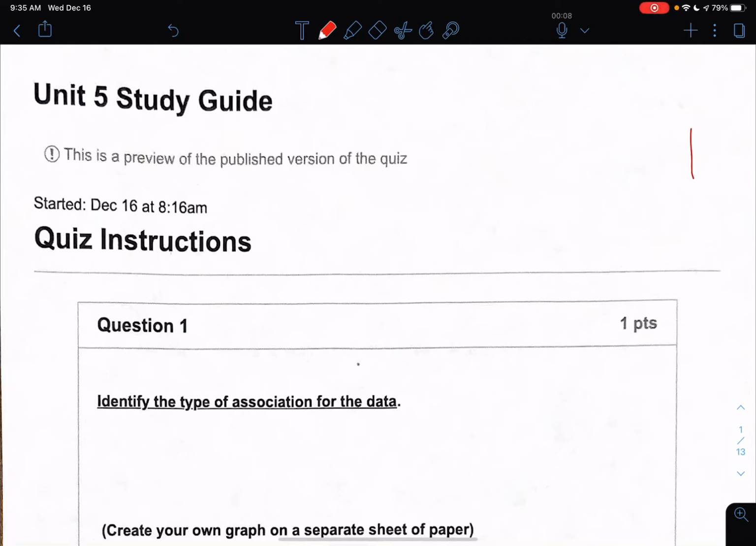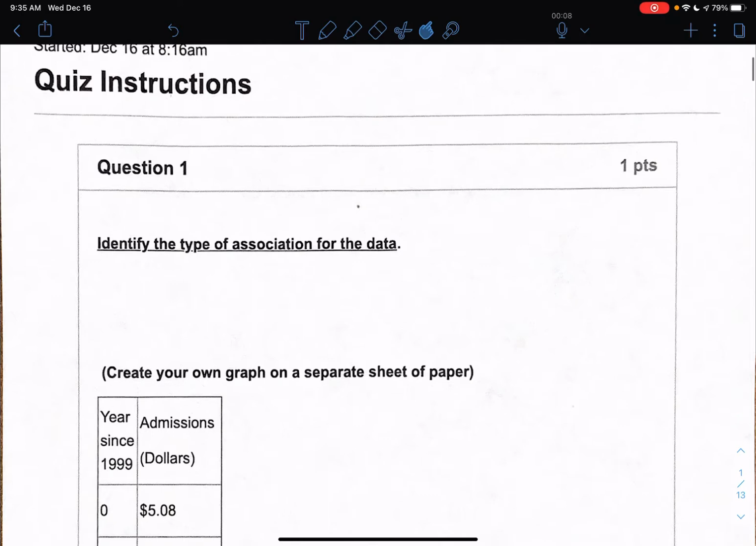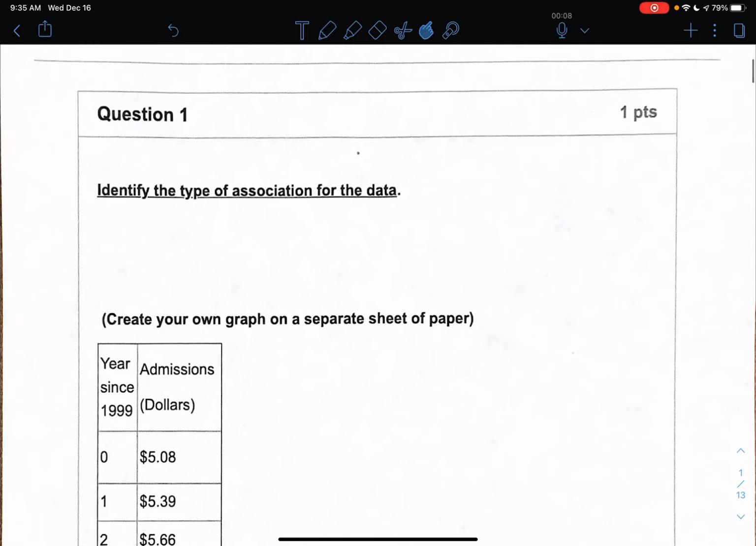All right, guys. So I am going to be going over the Unit 5 study guide. I'm only going to go over questions 1 through 8 because that is what you are going to be tested on tomorrow. The rest you will eventually get tested on. It will just be a review, okay?